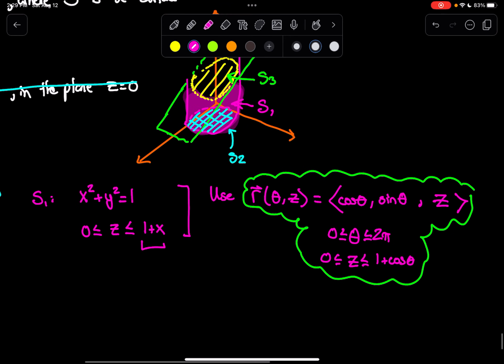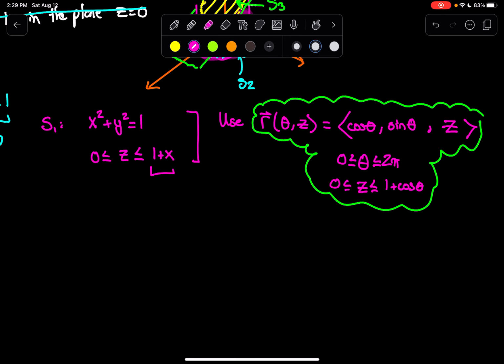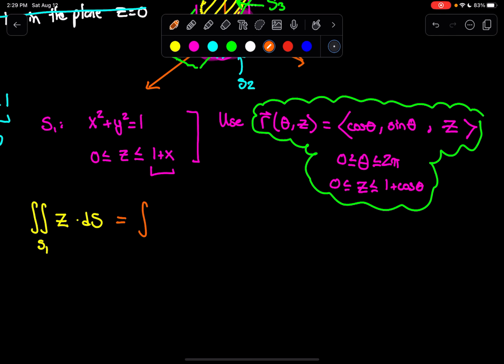So that we don't get lost, right? Remember, we're trying to evaluate this surface integral over all of S, and S consists of 3 pieces, right? It's all 3 sides of this object. And right now what we're doing is the surface integral over S1 of the function z dS. And so now we're going to try to evaluate this integral.